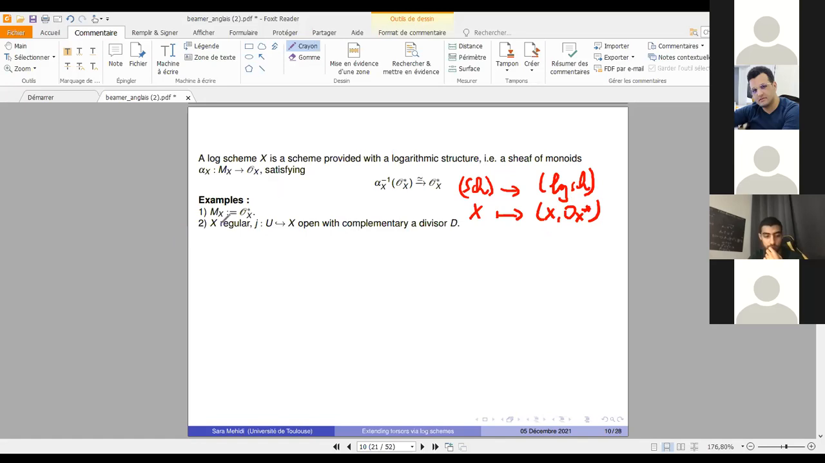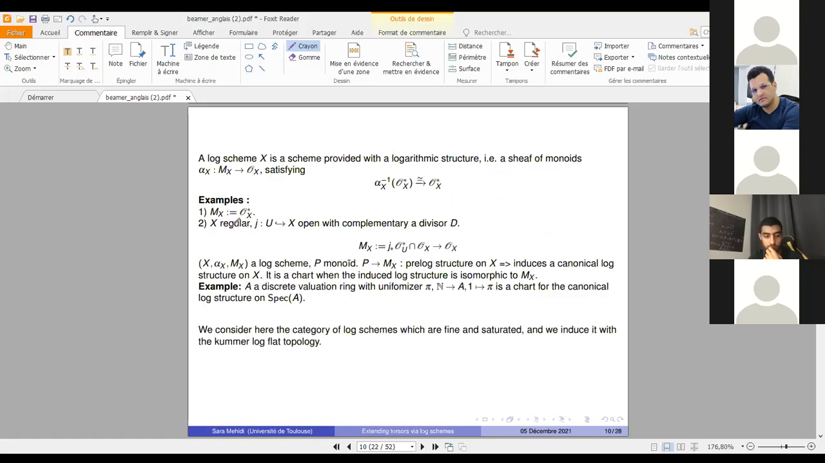So a more interesting log structure on X: if X is regular, and if I consider a Zariski open U on X whose complement is a divisor, then this allows me to define a log structure on X, which is the direct image of the trivial log structure on U. So the sections of this sheaf are just the functions that are invertible on U. So these are functions which admit zeros and poles outside U. And this log structure, by definition, is trivial over U. And in fact, this is a log structure that I will be using here.